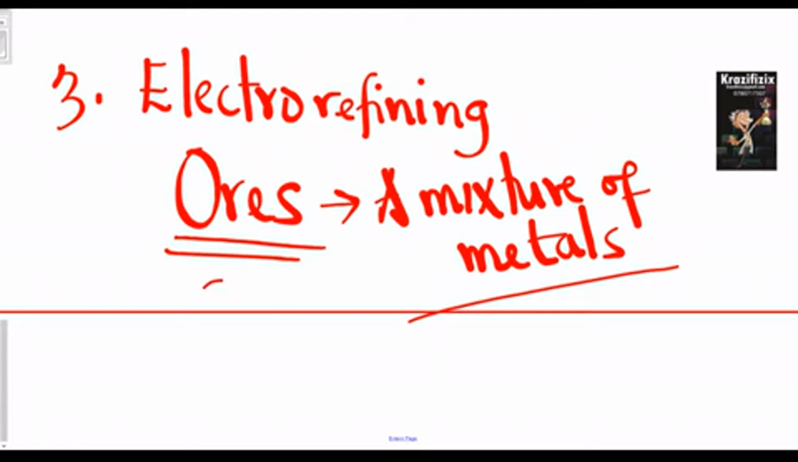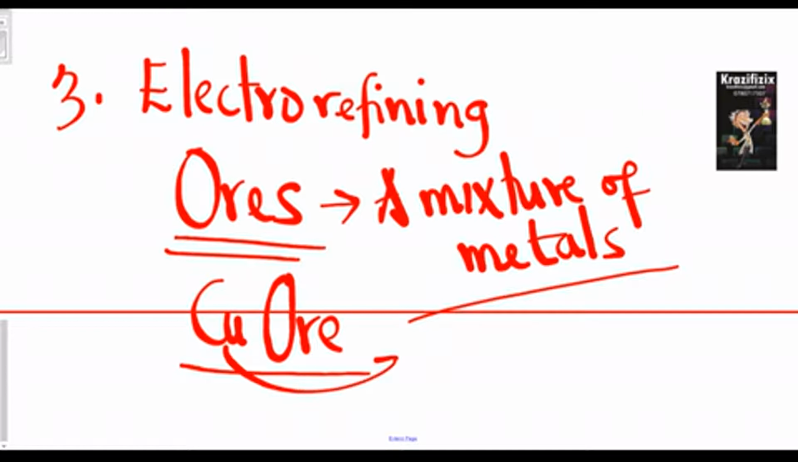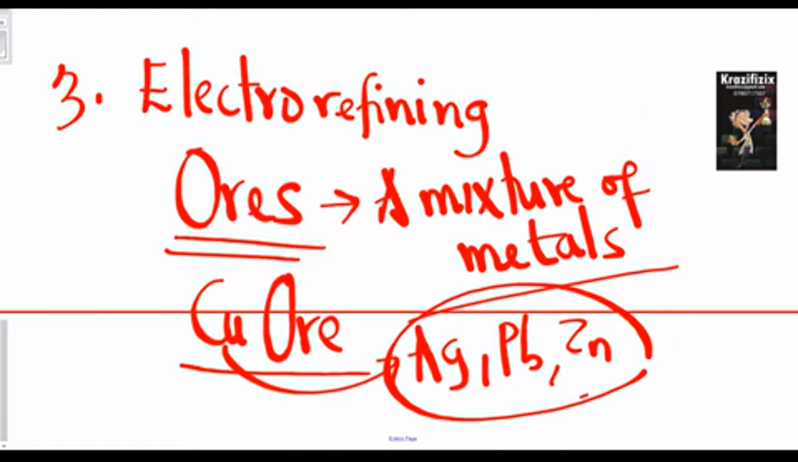If we have copper ore, it simply means that copper is mixed with so many other elements such as silver, you could have lead, you could have gold, and all other things right here with copper. So let's look at that quickly. Again, it's an electrolytic process.